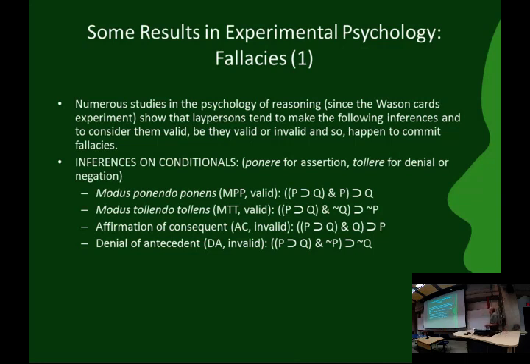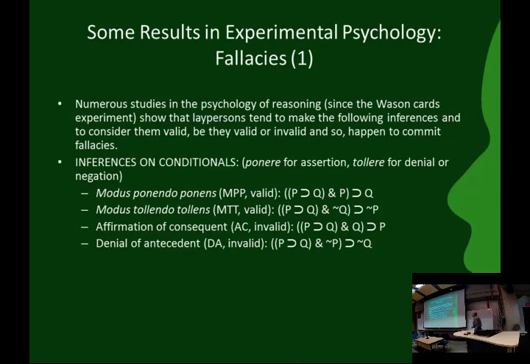But unfortunately, most of us have a tendency to make these two. That is what we call the affirmation of the consequent, to assert that Q, and the denial of the antecedent, that is to say not P in the minor premise. And these two are not valid, and we have a tendency to consider them as valid.